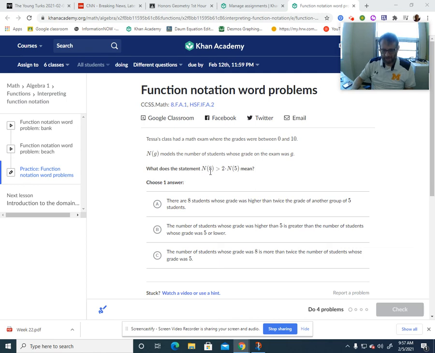Well, N of 8 is the number of students who got an 8 on the test. That's what this says. N of G models the number of students whose grade on the exam was G. So if their grade was 8, N of 8 tells us the number of students who got that grade. N of 5 tells us the number of students who got a 5. This says the number of students who got an 8 is greater than twice the number of students who got a 5. The number of students whose grade was 8 is more than twice the number of students whose grade was 5. Right there.